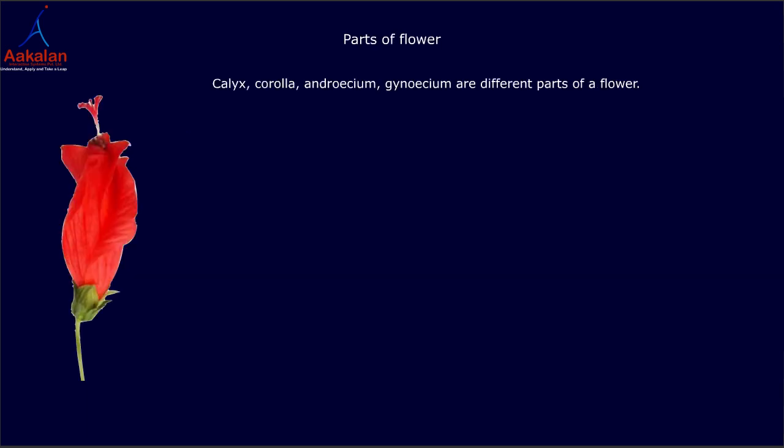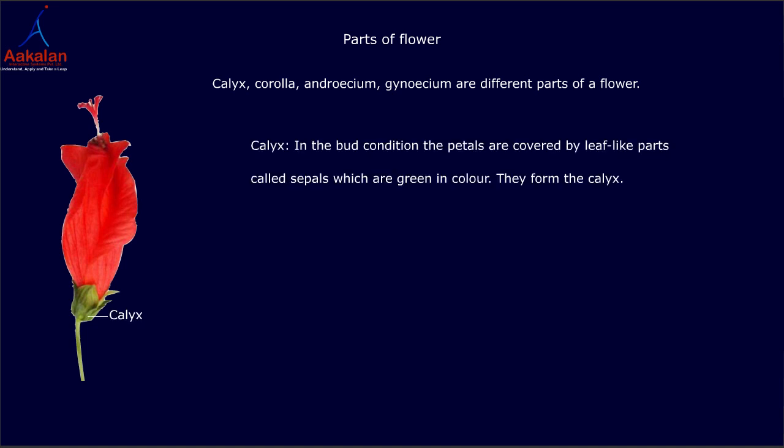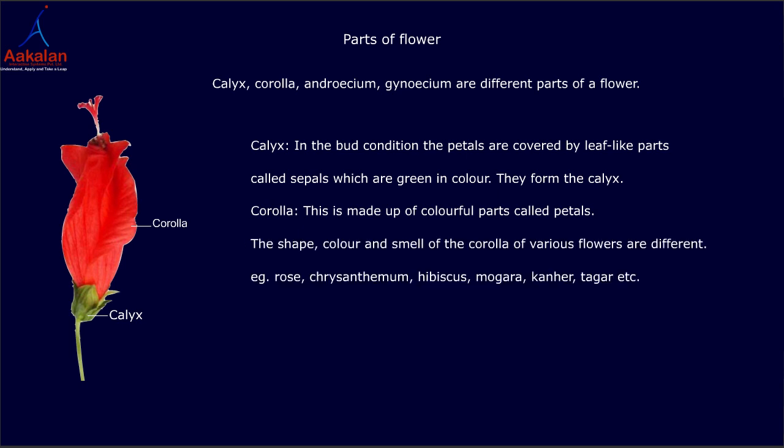Calyx, corolla, androecium, gynoecium are different parts of a flower. Let's define calyx. In the bud condition, the petals are covered by leaf-like parts called sepals, which are green in color. They form the calyx. Corolla. This is made up of colorful parts called petals. The shape, color and smell of the corolla of various flowers are different, like the rose, chrysanthemum, hibiscus, mogra, kaner, tagar, etc.